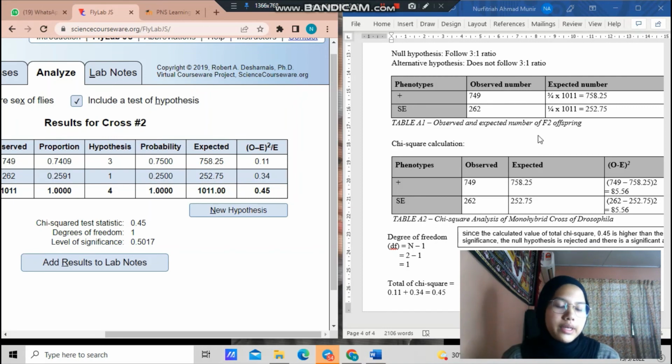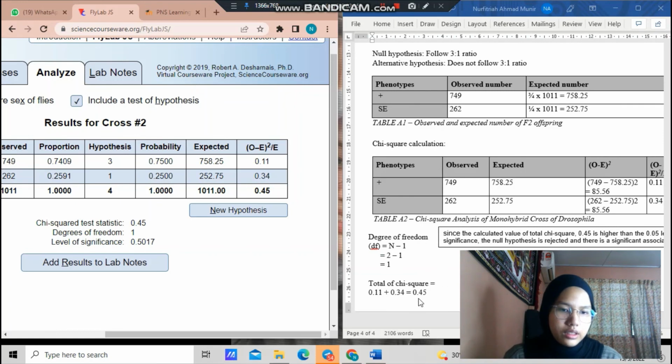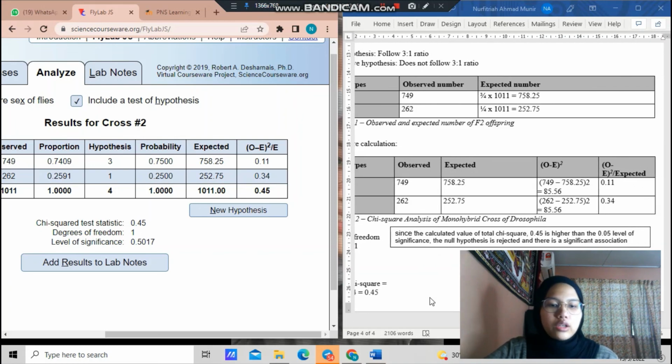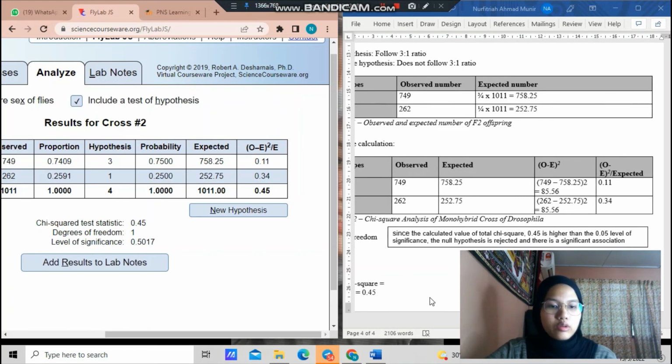Alright, so from my answer, the value of total chi-square I get is 0.45. So since the calculated value of total chi-square that I got is higher than the 0.05 level of significance, the null hypothesis is rejected and there is a significant association.